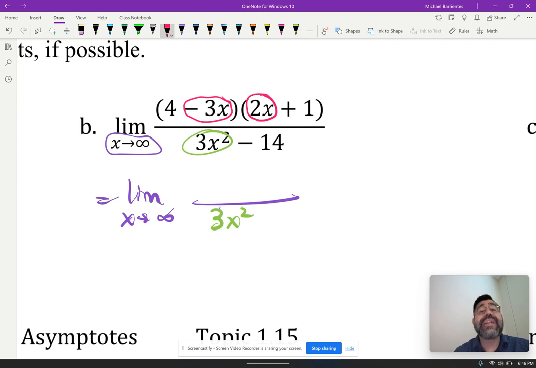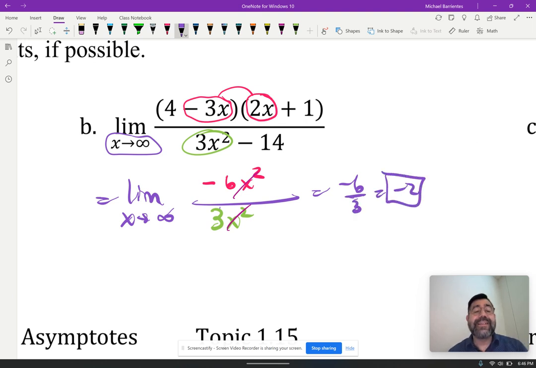And since we're going to multiply it anyway, the biggest term you would get when you do all that distribution would be the one that we get with these red terms when we multiply these two. And so that's going to be negative 6x squared. Can we reduce anything? Heck yeah, we can reduce the x squares. And so what I'm left with is negative 6 divided by 3, which is just negative 2. That's the limit of this function as x approaches infinity. As x gets bigger, my graph is going to level off and approach negative 2.